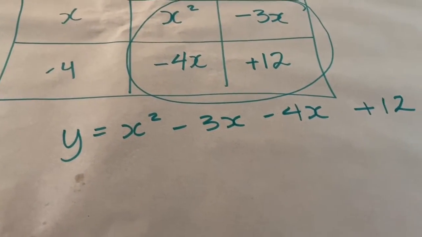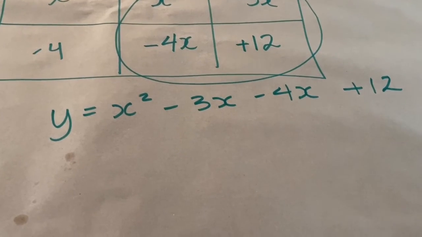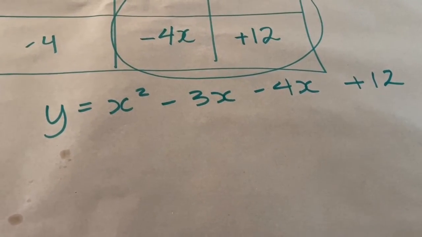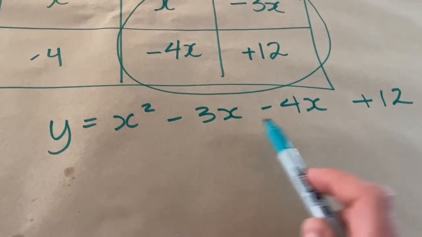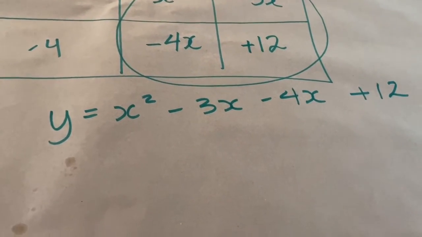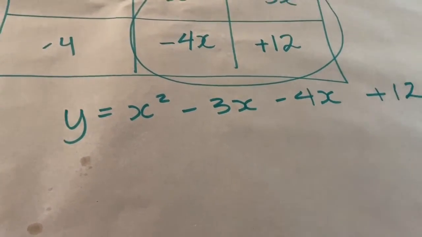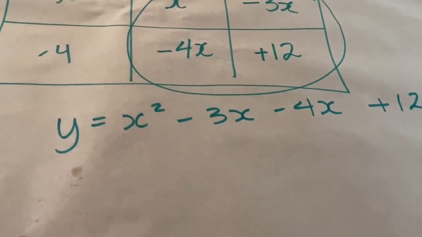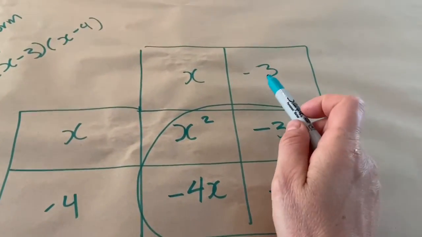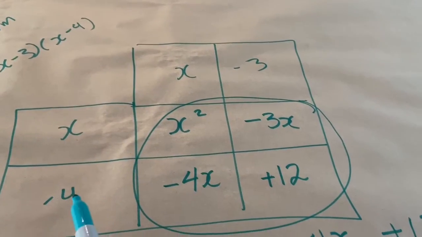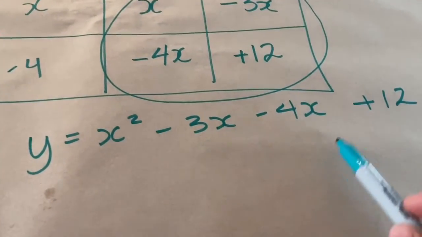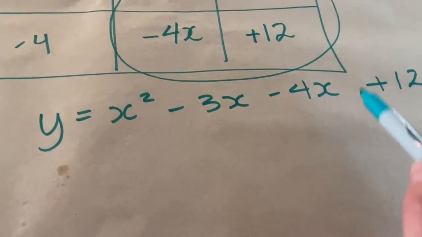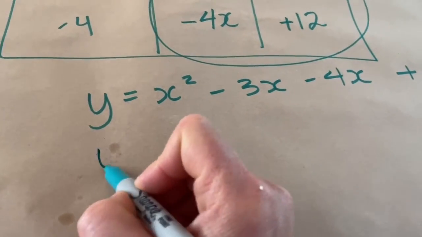Now, the place that people run into mistakes is when we try to simplify. For some reason, they think, and I understand the reason, that minus 3 and minus 4 is going to give you plus 7x because two negatives give you a plus. That only happens when we're multiplying. Up here, we're multiplying. Negative 3 times negative 4 gives you a plus 12. Here, I am simplifying. I am adding and subtracting.